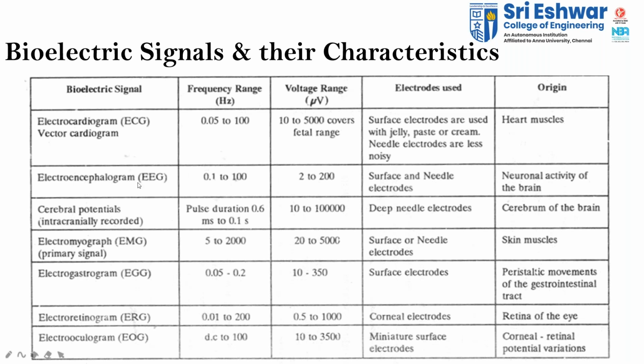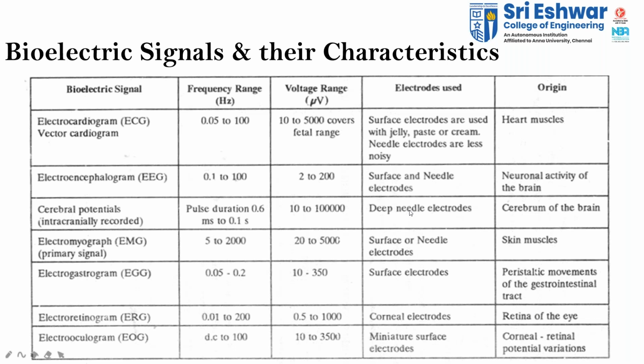And we have electroencephalogram for brain activity, and ECG for cardiac muscles. The origin is cardiac muscle, neuron activity, the cerebrum of the brain for cerebral potentials, and we have skeletal muscles for electromyogram. Then peristaltic movements of the gastrointestinal tract, and the retina and cornea of the eyes, which is electroretinography and oculography.